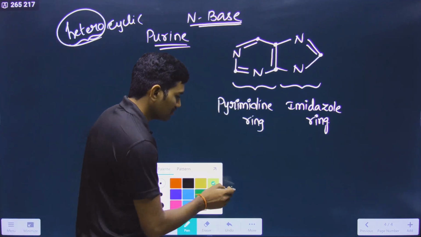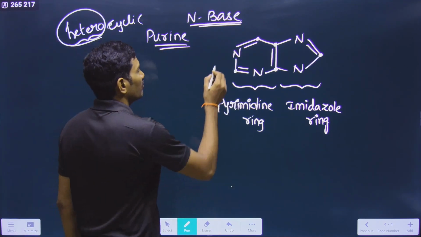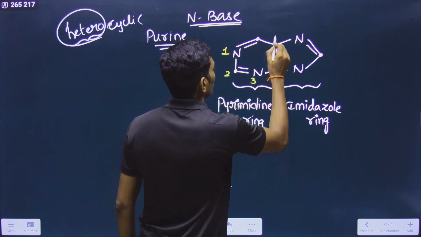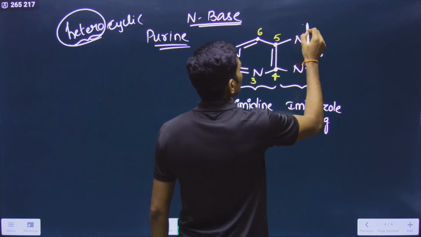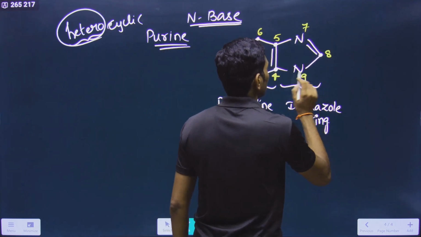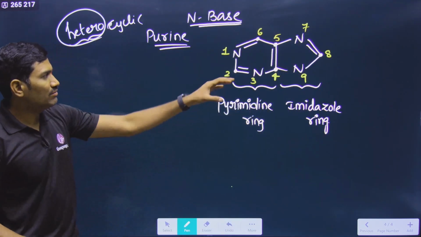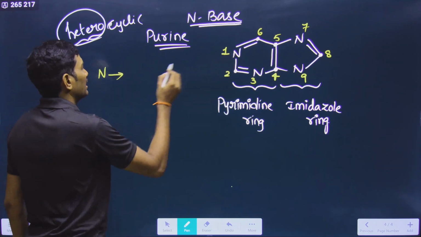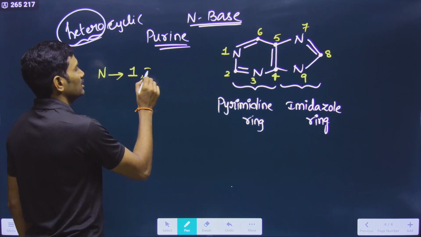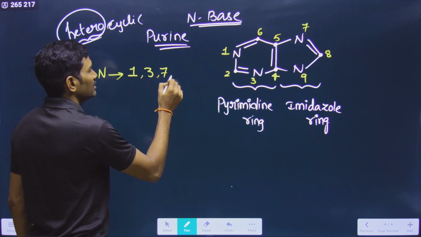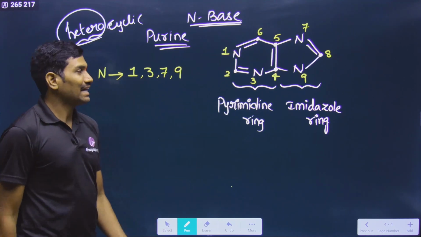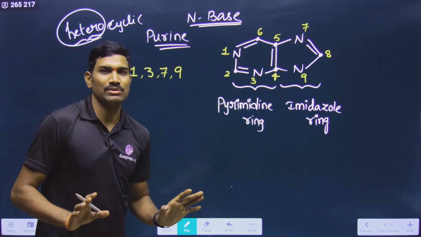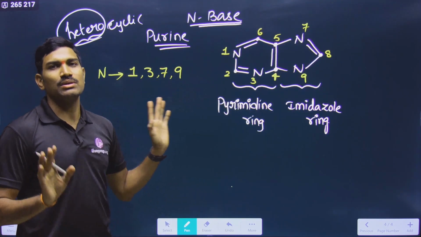In this basic structure of the purine, we need to give the numbering. How exactly do we give the numbers? This is 1, 2, 3, 4, 5 and 6. This is 7, 8 and 9. This is the basic structure of the purine with the numbering. And what are the positions of the nitrogen in this basic purine ring? Nitrogen is present at the first position, the third position, the seventh position, and the ninth position. So these are the positions at which nitrogens are present. You should compulsorily remember this basic structure.